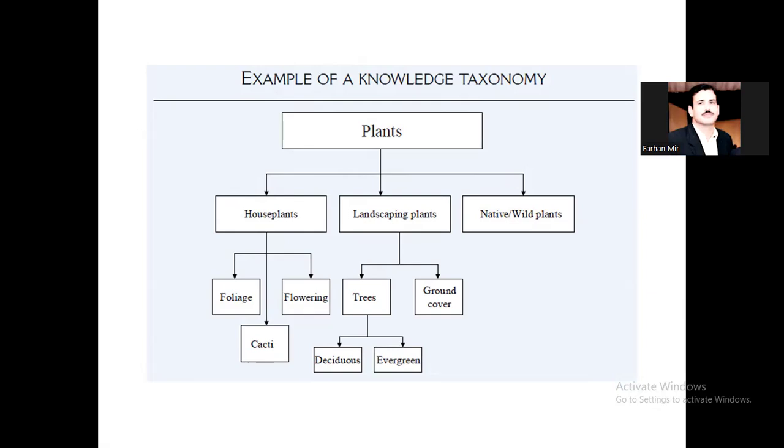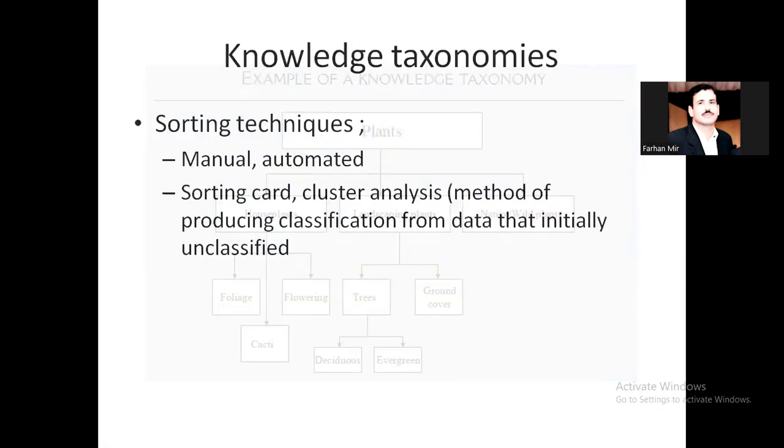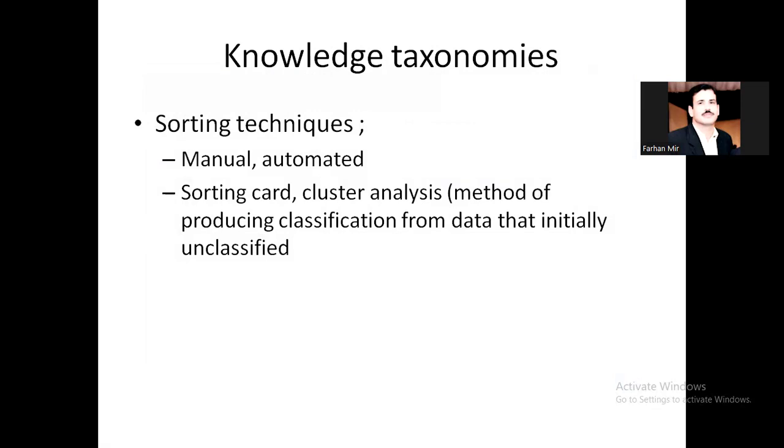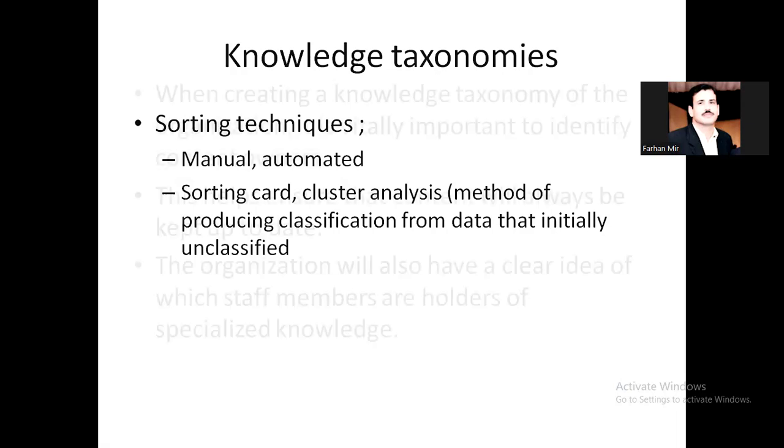So the taxonomy is a method of classifying things. It essentially helps us to sort things and therefore is a sorting technique as well. And we are able to then write it in terms of cards, manual cards, or most probably use the software, the systems that help us to cluster things. We call it cluster analysis, where the information and data is classified and presented into categories. So the knowledge taxonomies could be done manually, but also done with the help of the systems.